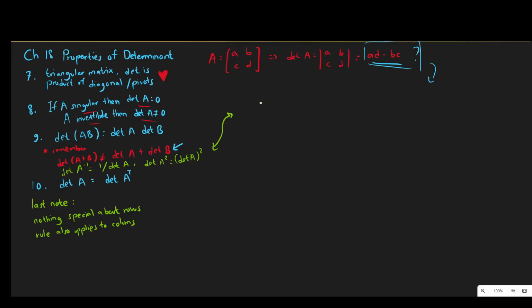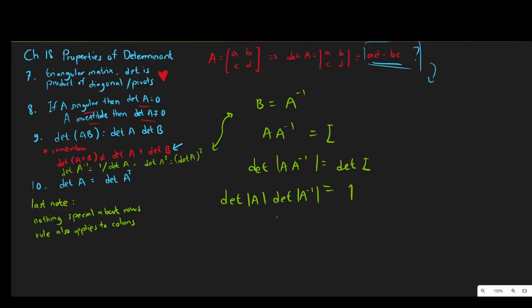interesting property here, which is if I say that B is equal to A inverse, then that means A times A inverse will of course be equal to the identity. And if I take the determinant on both sides, then I will have this. The determinant of I will be 1, and this will follow my rule of property 9, and I will have the determinant of A inverse equal to 1 over the determinant of A.